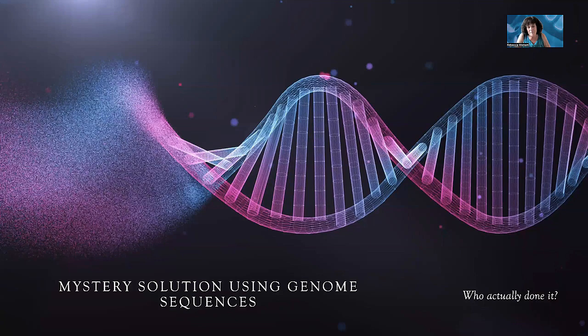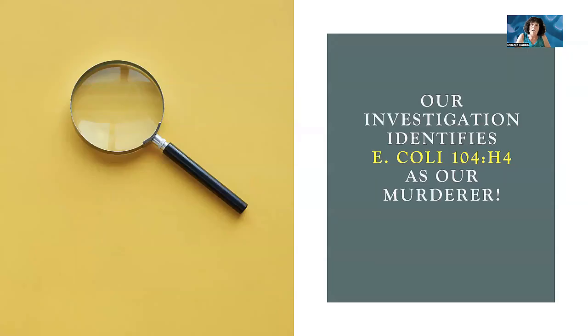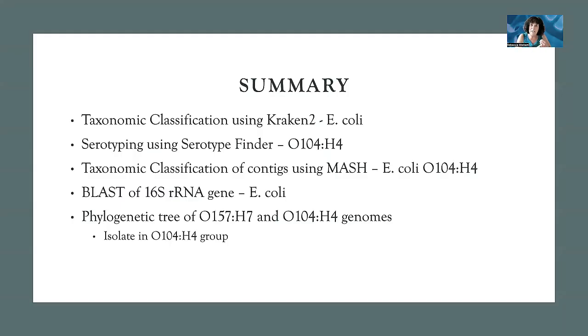So we've solved our mystery, I think, using the genome sequences. So who actually did it? And I know you all know who did it, but let's look at it. Our investigation, when we put on our Sherlock Holmes hat, E. coli O104H4 was our murderer. Taxonomic classification using Kraken, of the reads, it gave us really strongly Enterobacteriaceae, and then we could see that a lot of those reads hit E. coli.